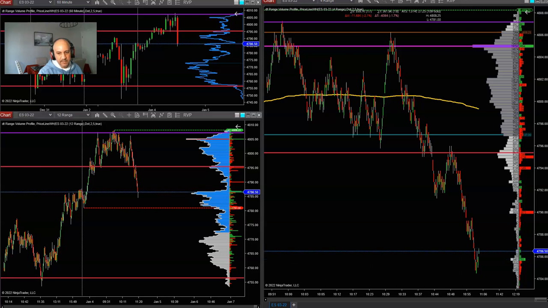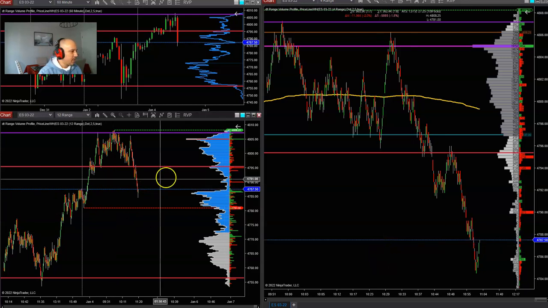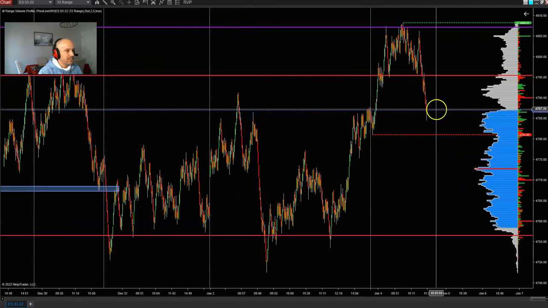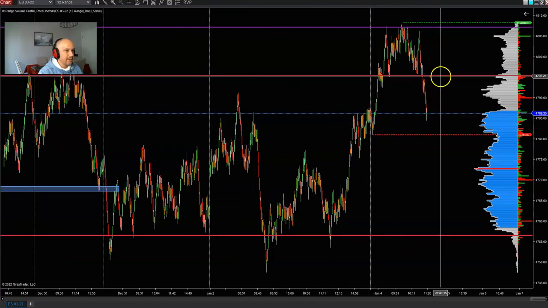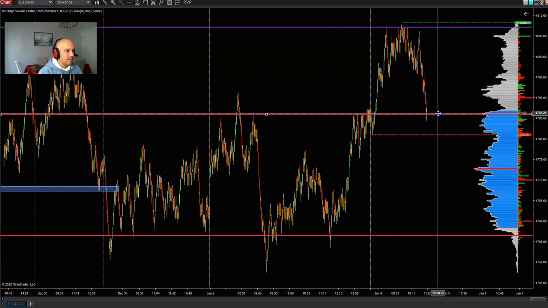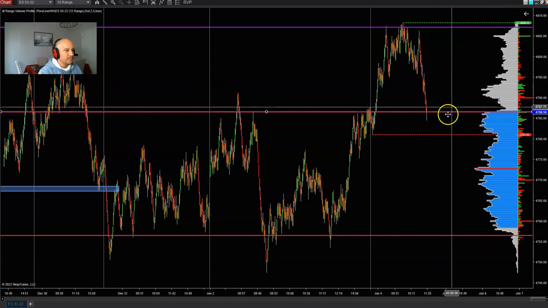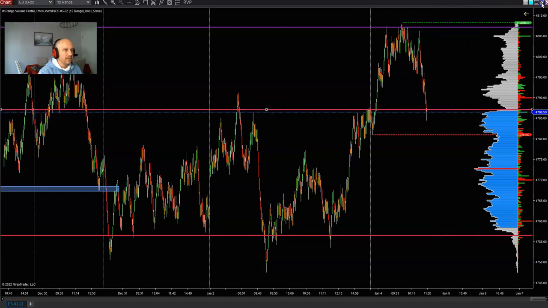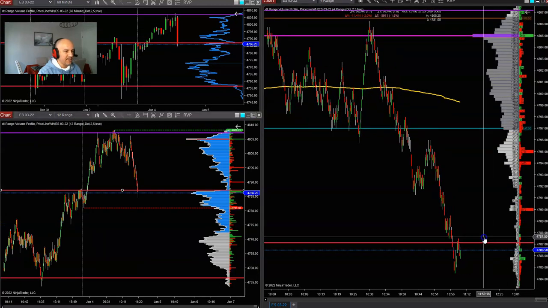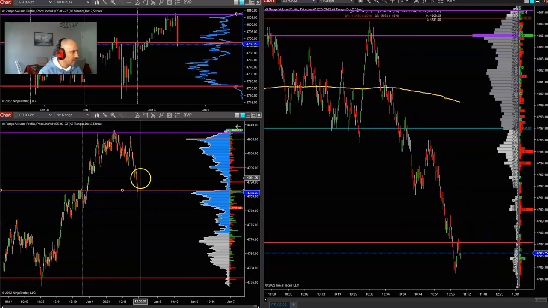Give me a second. All right, so we're actually at support right now. So this would be good. This could be a good trade too. So let's see what happens here. Price could actually come back up to 47.91. So let's see if I can get the opportunity here.